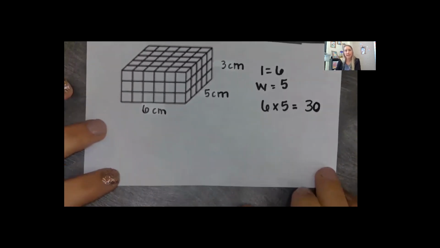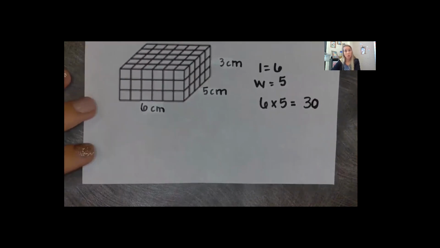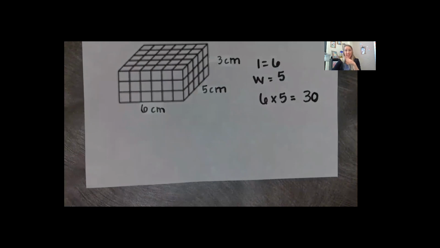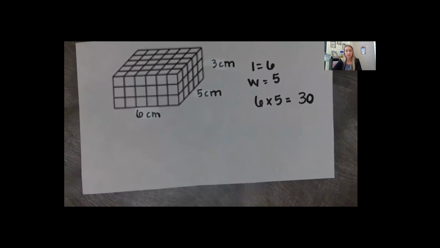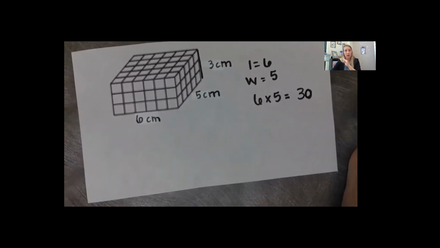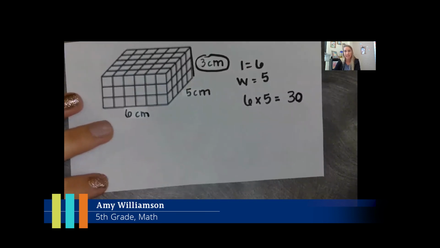What was the next step that we had to take? You're right. We needed to know how many times, how many layers of 30 were stacked up. How many layers of 30 did you get? Phenomenal. Did you say 3 layers? Once again, we're noticing the number of layers is matching that third dimension or our height.